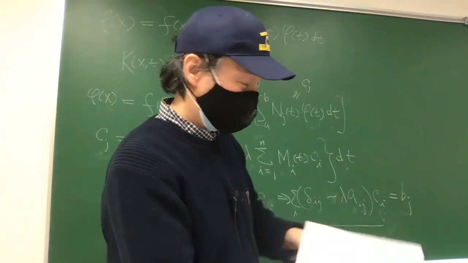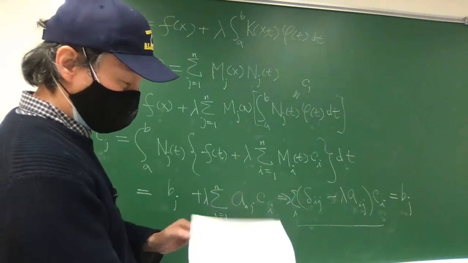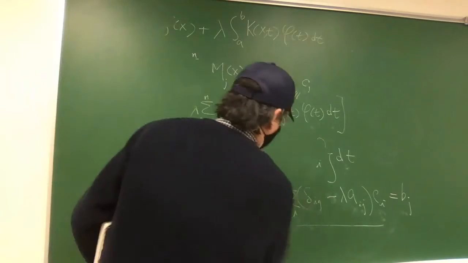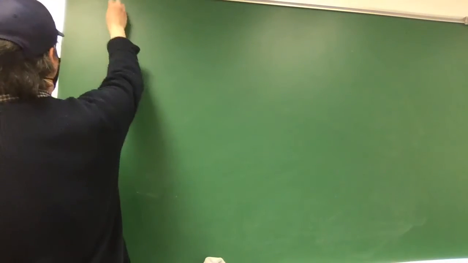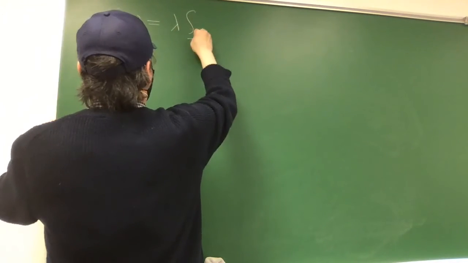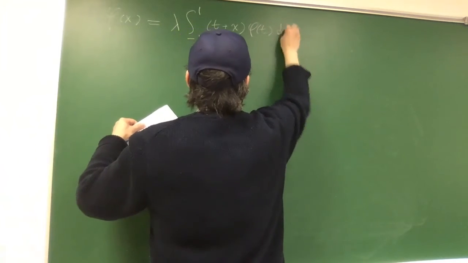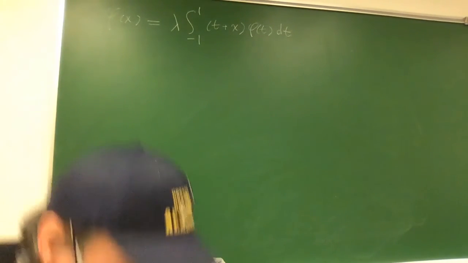All right. So again, this is more common. Let's follow your textbook to do an example, which is straightforward. The first example is an eigenvalue problem. Again, we'll just throw out all the formulas, solve it in a straightforward manner and not need to remember all these formulas. So phi of x equals lambda times the integral from minus one to one of (t plus x) phi of t dt. Okay, so this is the form that we wanted to solve.